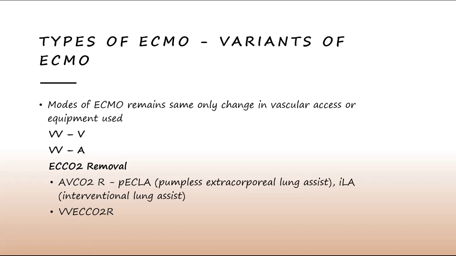If you have some ECMO experience and have seen a proper AV CO2 removal circuit, it just comes with a circuit with a simple oxygenator inside it, wherein the pump is the native heart. So the prerequisite for establishing an ECOR circuit, an AV kind of ECMO, is that your heart should be properly functioning. The heart acts as a pump. From the artery, the blood goes into the circuit, and there the carbon dioxide removal happens in the oxygenator, and then the decarboxylated blood is given back to the venous side of the patient. That is called AV CO2 removal. We can call it ECLA, a pumpless extracorporeal lung assist, and also ILA, interventional lung assist.